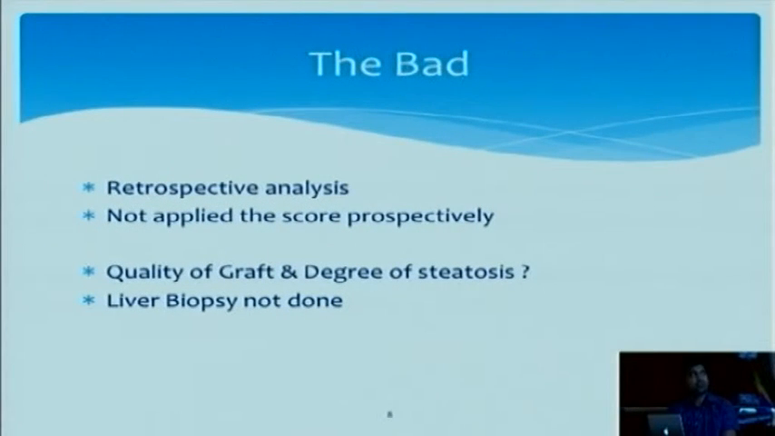The bad about the study: basically, it's a retrospective analysis. It has its own demerits. The scoring system has not been applied prospectively in this study. They've just analyzed the different scores and they've not applied it in any other university as such. More importantly, the quality of the graft and the degree of steatosis was not assessed. A liver biopsy was not done pre-op. So we don't know how the graft was in the older age group, and how good the graft was in the younger age group.